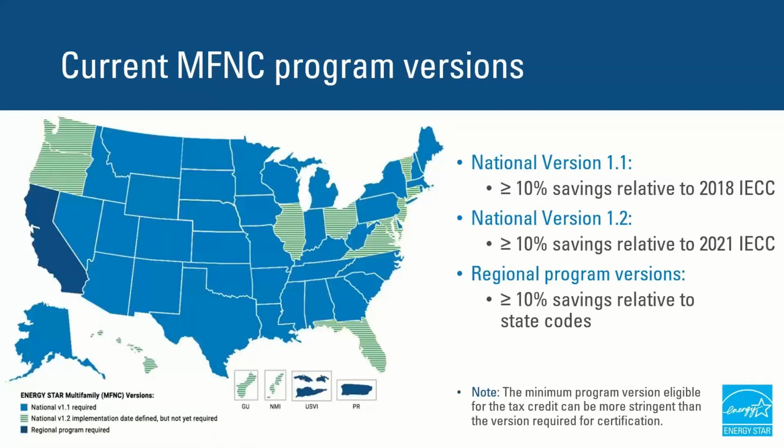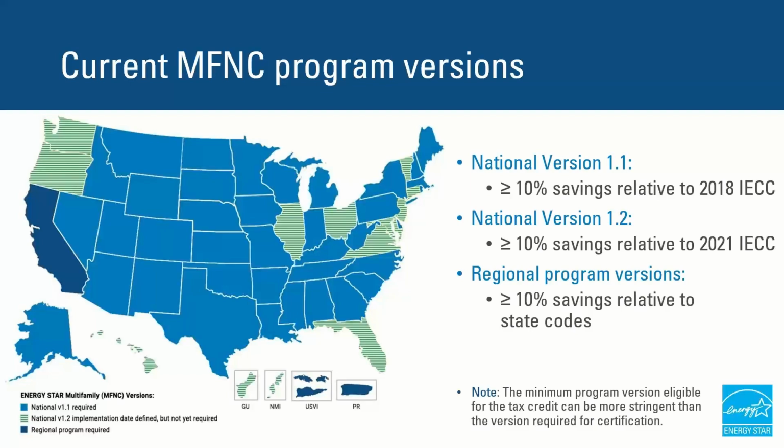So just like for single family, we also have several different versions of our multifamily program requirements, and most states align with the single family new homes versions. There are two national versions. National version 1.1, which like single family new homes 3.1 delivers at least 10% savings relative to the 2018 IECC, and that's the minimum eligible version for certification in most states, which are shown in the light blue.